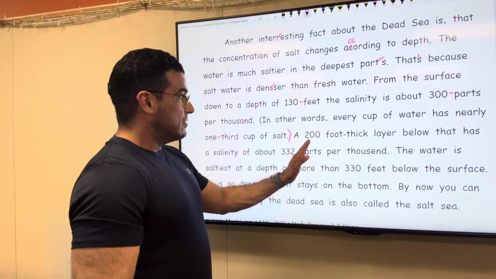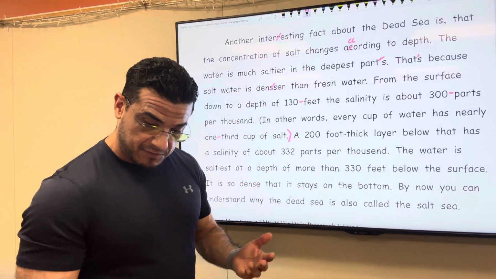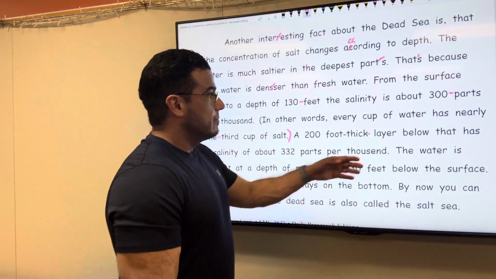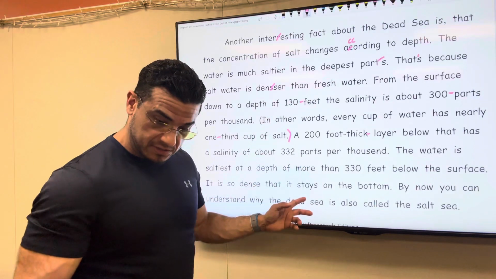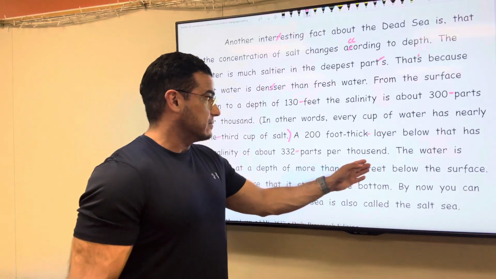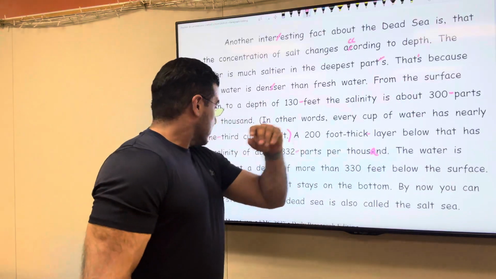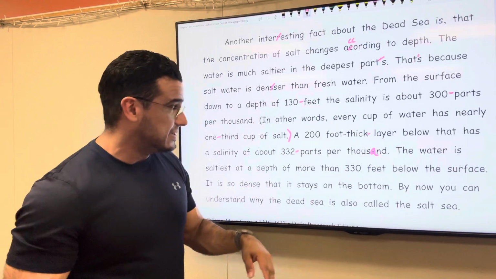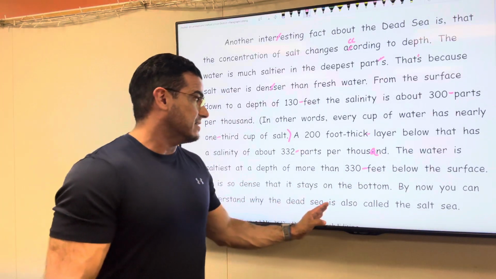Alrighty, a 200-foot thick layer. Here we're gonna hyphenate all three parts. Foot thick layer, because they're all in relation to each other. Below that has a salinity of about 332 parts, hyphenated, per thousand, which is misspelled. That E should be an A. The water is saltiest at a depth of more than 300 feet below the surface. It is so dense that it stays on the bottom.